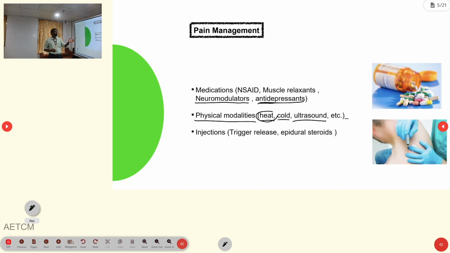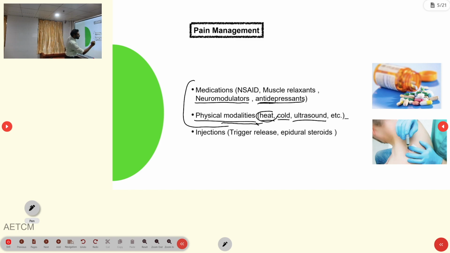But the problem with these physical modalities is that they only improve the symptoms for a short span. So by the time, we should give other methods of management also as an adjunct to improve the condition of the patient. We can use medications as well as the physical modalities to bring down the symptoms. By the time, the patient should be adequately rehabilitated with exercises and functional movements.